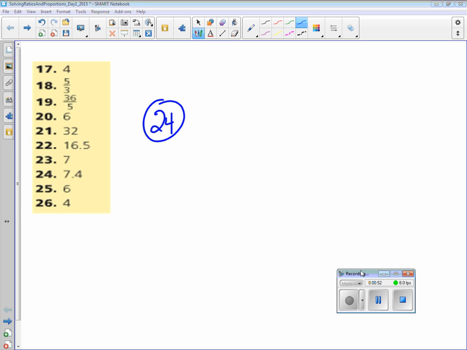Here's question 24. We had this problem here: y plus 7 over 9 is equal to 8 divided by 5. What is that thing called? That problem has a name. It's a proportion. Whenever you have a fraction equaling a fraction, it's called a proportion.